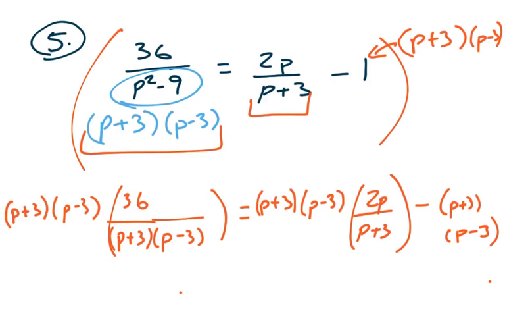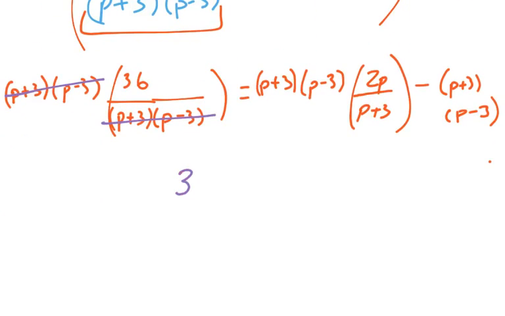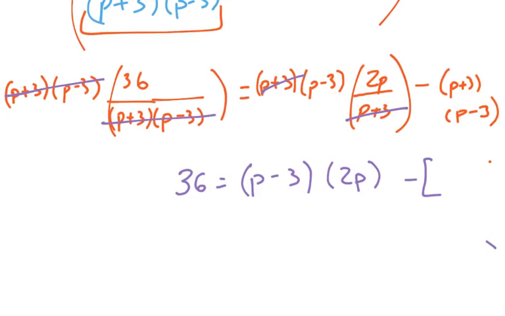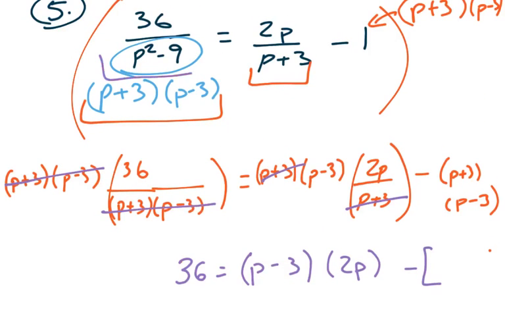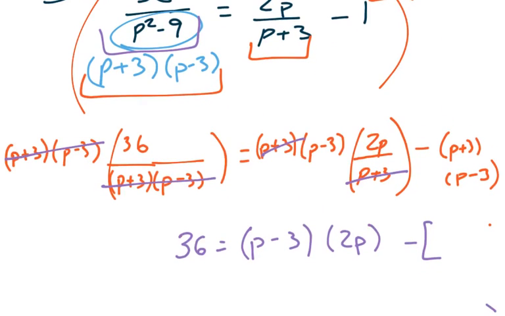Okay, so the p plus 3, p minus 3s are going to divide out. I'm going to be left with 36. P plus 3 will cancel out, and we'll get p minus 3 times 2p. And here, if I FOIL this out, I'm just going to get back to p squared minus 9, so this will just be p squared minus 9.